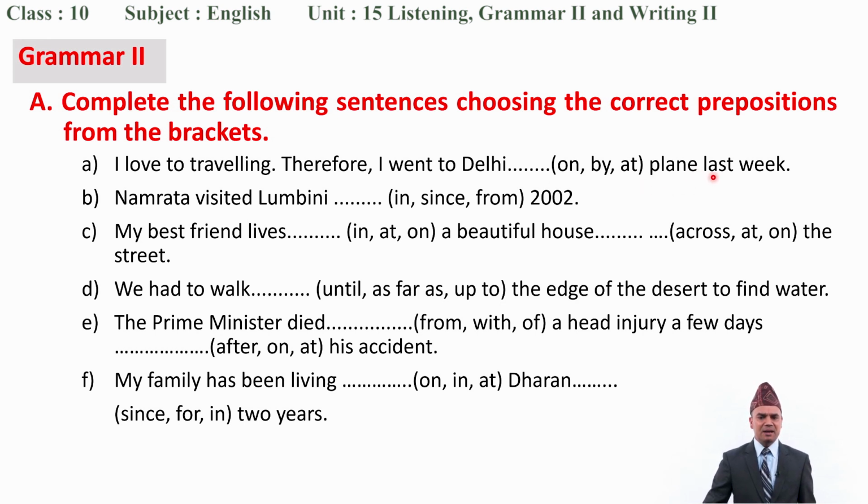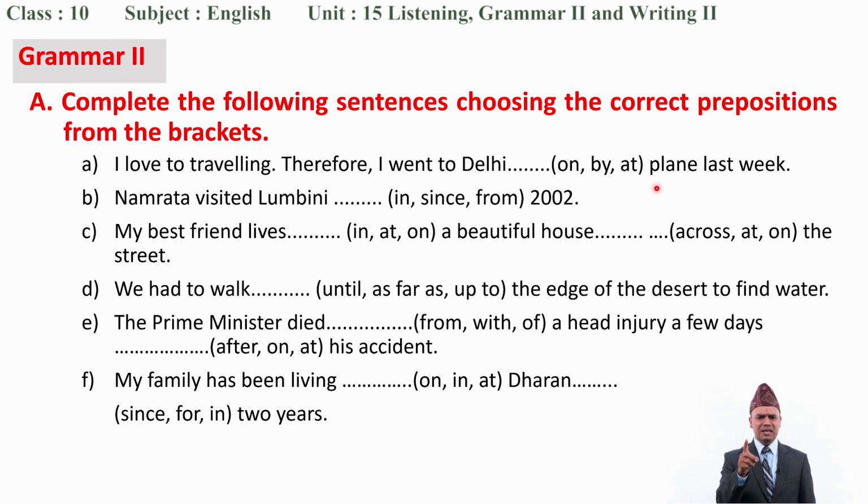I went to Delhi plane last week. Means of traveling. While traveling, you have to use any one of the three: here, on, by, at. What will be the correct answer? Can you guess it?